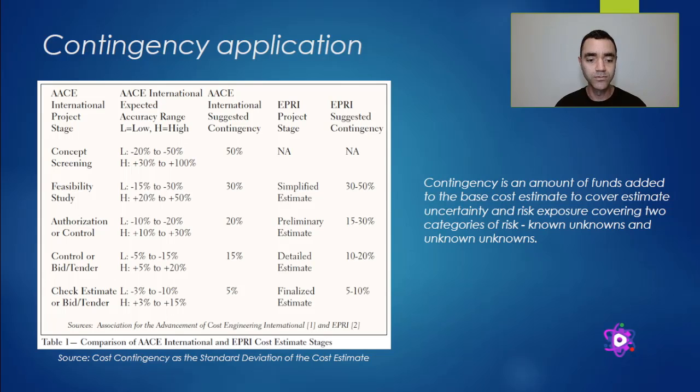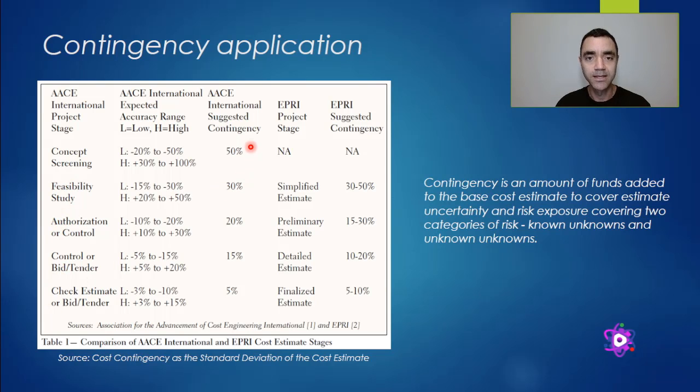So based on this paper here, the cost contingency as the standard deviation of cost estimate, we have here also a reference of how much contingency can be considered depending on the class or the level of cost estimation of your project. Here we have the concept screening that is class 5, and class 4, 3, 2, and 1.